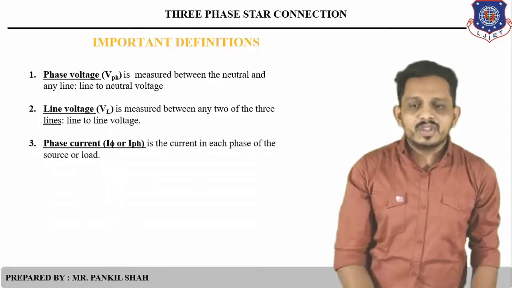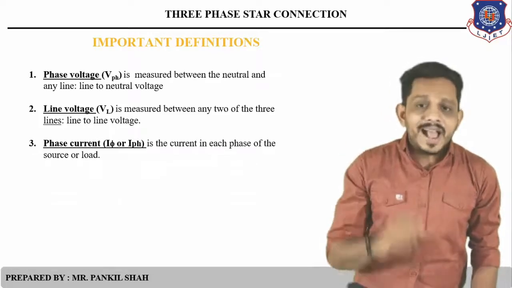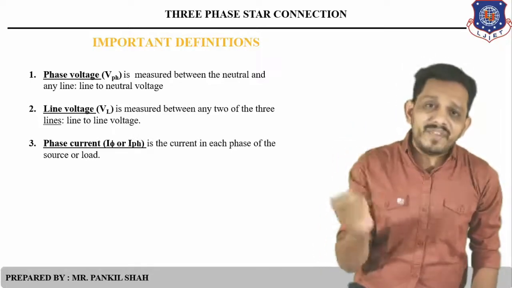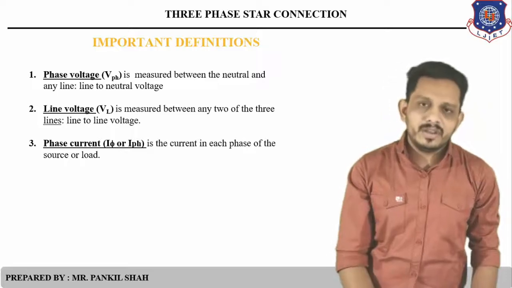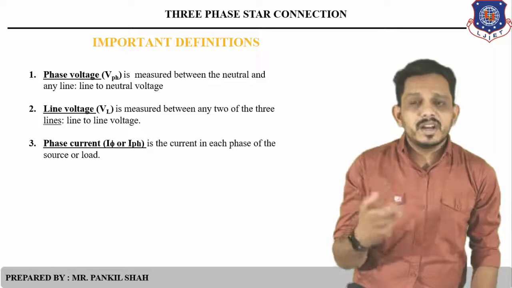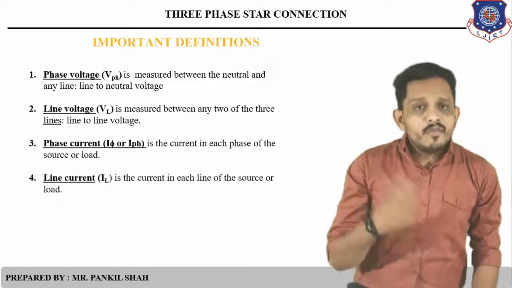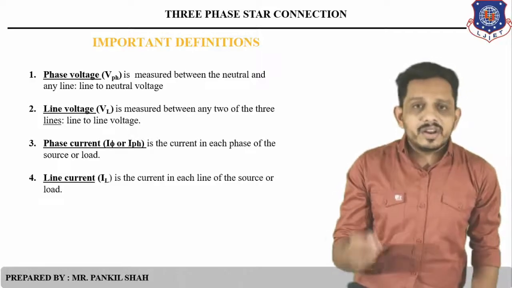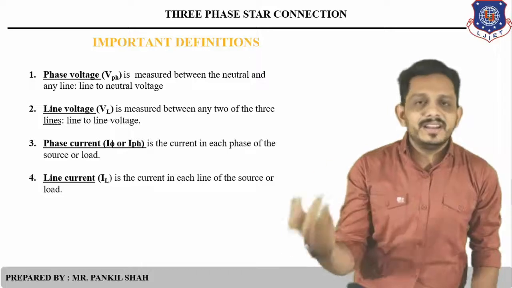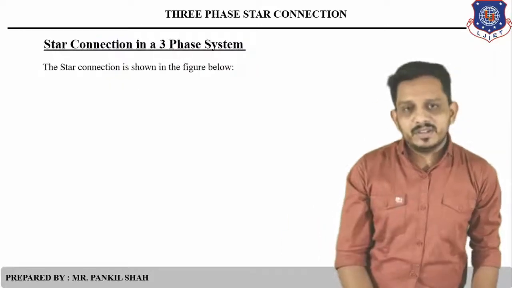Third important definition is the phase current. Phase current is denoted as IPH, and it is the current flowing through each phase of the source or the load. So current flowing through the coil is known as the phase current, or you can say current flowing through each phase of the load is known as the phase current. Fourth definition is the line current. Current flowing through each line of the supply or the load is known as the line current. So we will see all these four parameters in the next figure.